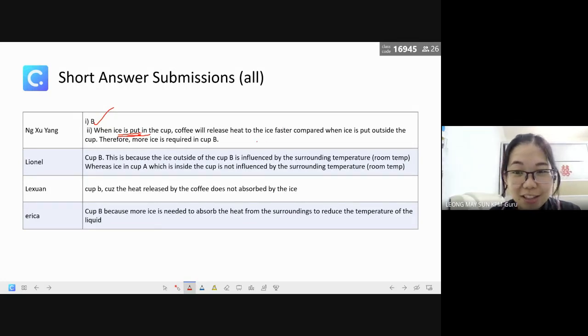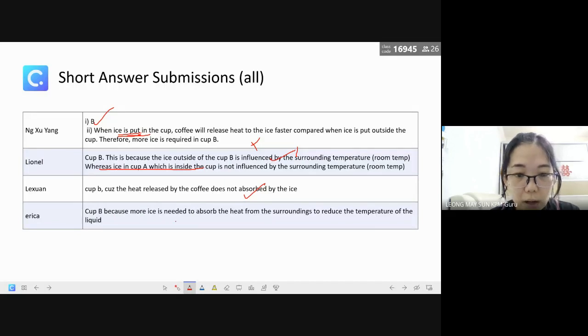So, Shuyang, wrong answer. Okay. Lionel, cup B because the ice outside the cup is influenced by the surrounding temperature. Again, don't talk about A. So influenced by surrounding temperature, I can accept that. Li Xuan, because the heat released by the coffee does not absorb. Alright, good. This also I can accept.